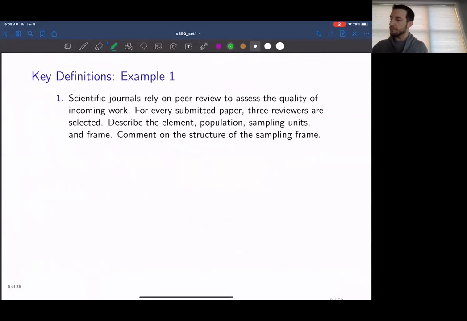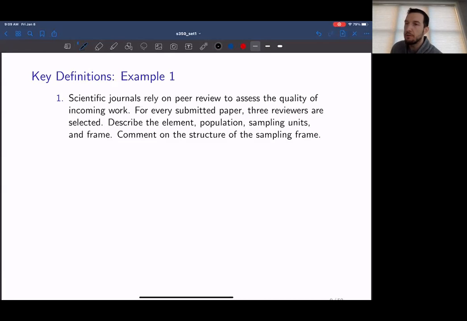Okay, our first exercise to demonstrate the key definitions, we have here scientific journals rely on peer review to assess the quality of incoming work. So the idea here is when you are aiming to publish some type of research, you send it to a group of experts, and those experts who are randomly selected themselves, usually, decide if the work is worth being published in a particular paper. So that's the process of peer review.